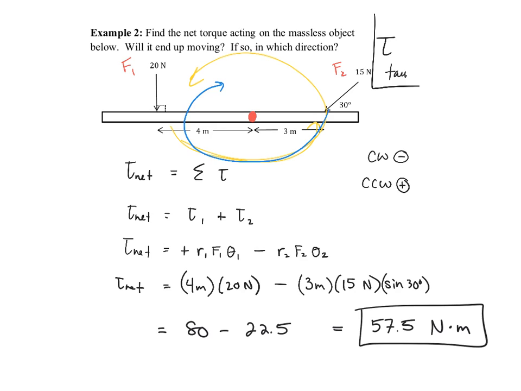My answer is positive. So if my answer is positive, it means that the counterclockwise torque won. That was the stronger torque of the two. If my answer were negative, it would mean that the clockwise torque ended up winning the battle. This is like a tug of war, right? Think about a tug of war, but a rotational tug of war.